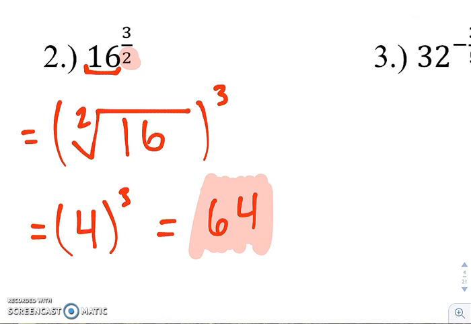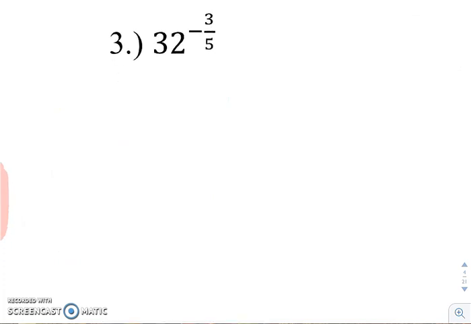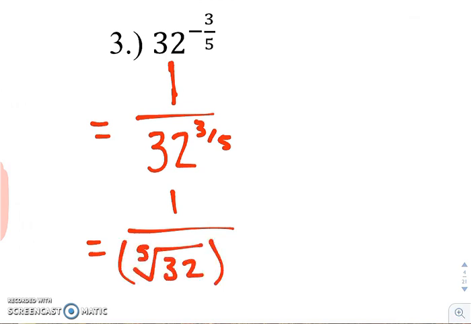So when we have a negative exponent, the same idea, it's just that we're going to put it in the denominator to make it positive first. So 1 over 32 to the 3/5. Then we can rewrite that in radical form because remember, from unit 1, we can't have exponents that are fractions or negative. So we're going to write the 5th root of 32 cubed.